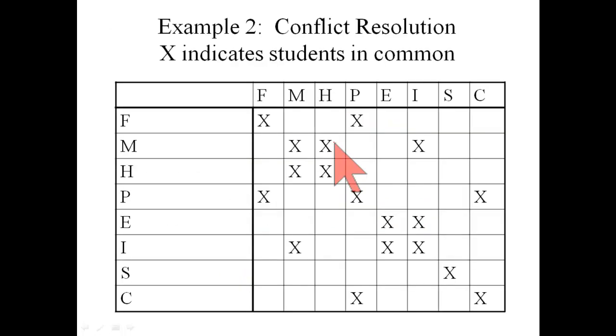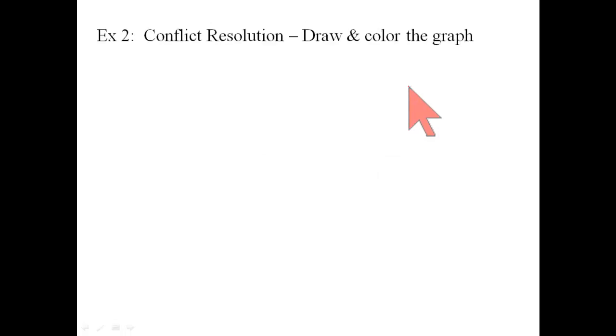Here's another one. You might want to pause the video and work this one out. It's very similar to the example that we just did. In fact, the context is the same, different classes trying to schedule final exams, only the conflict table is a little bit different. I'll go ahead and do this example.